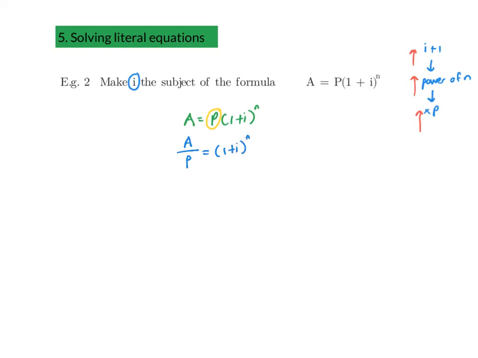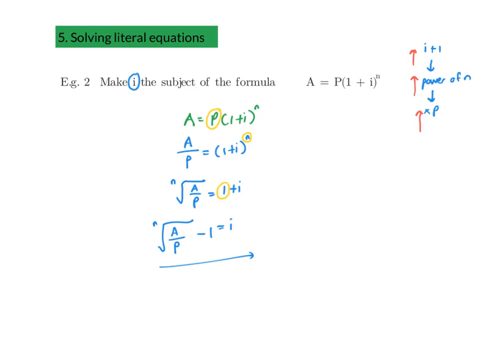Now the next step to isolate the I will be to get rid of the n power. The opposite of the n power will be the nth root. So I'll say nth root of A over P is equal to 1 plus I. Now the last step to isolate the I will be to get rid of the 1. Now 1 is being added to I, so the opposite of adding will be subtracting 1. So I'll say the nth root of A over P, minus 1. And that will be I as the subject of the formula.